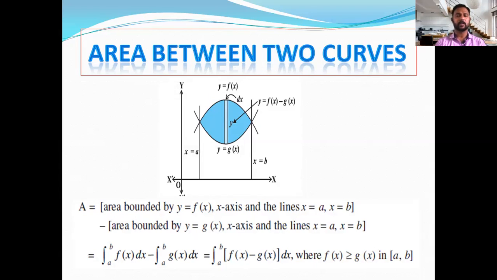How will you represent it symbolically? It is given by integral a to b f of x dx minus integral a to b g of x dx. Since the limits of integration are the same, you can consider it inside the same integral, which can be written as integral a to b f of x minus g of x dx.